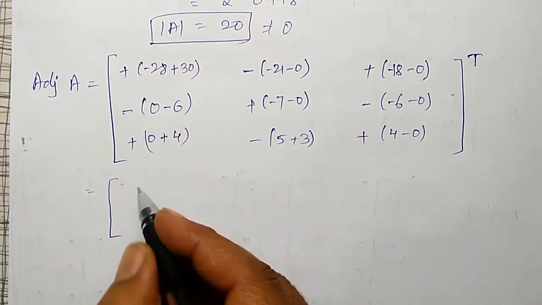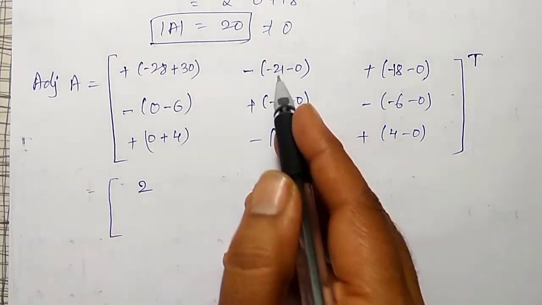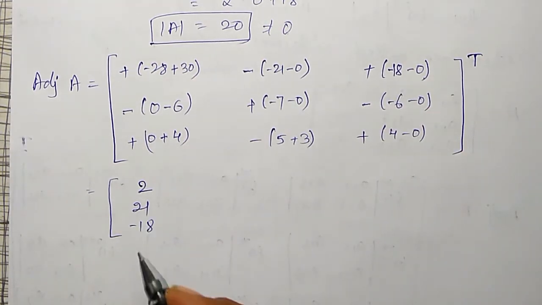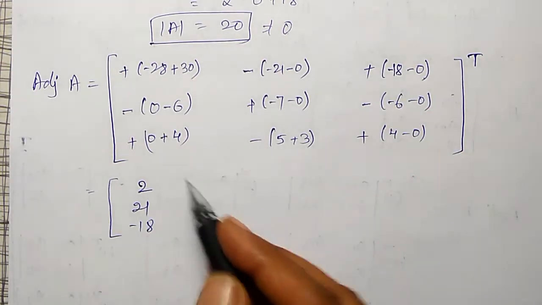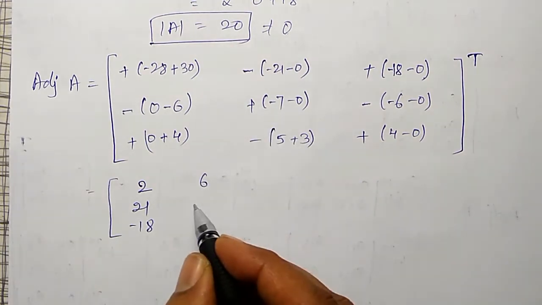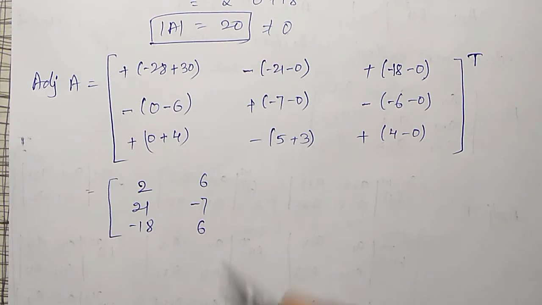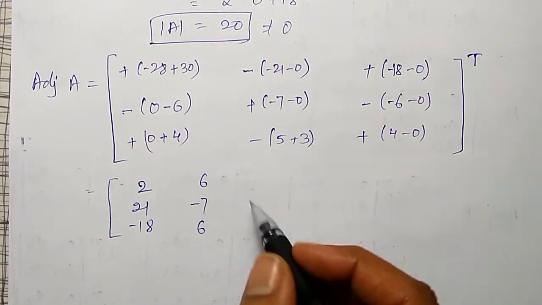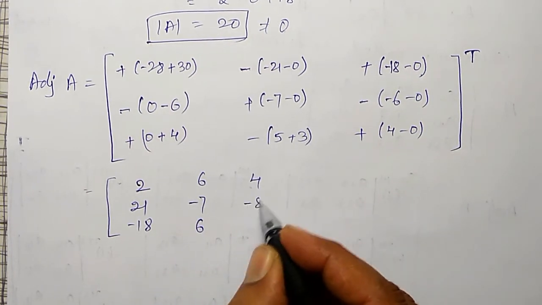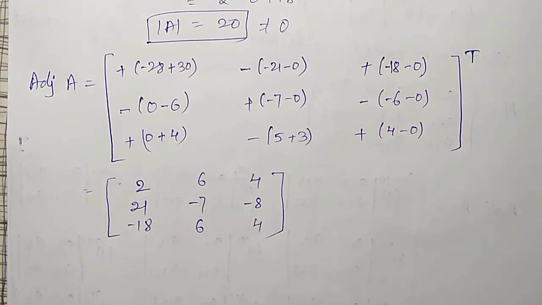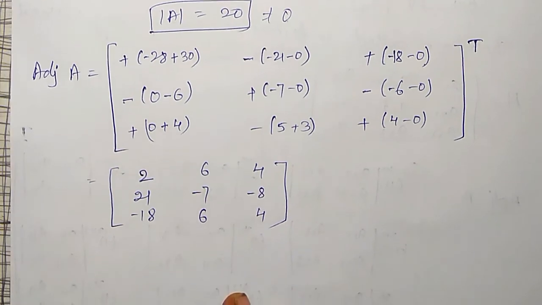That is -(-2), and here 21, and here it will come -18. Next plus 6, and it is -7, then it is plus 6. Like that, in the transpose also I am taking them together. Therefore, it is 4, -8. Next, it is 4. Like this, I have taken the adjoint of the matrix.